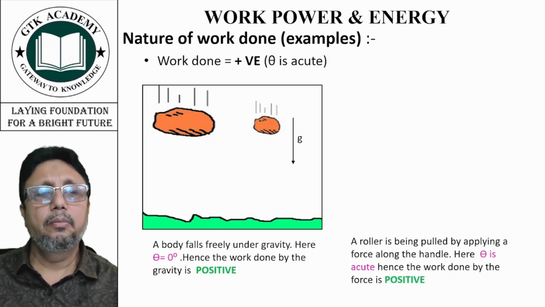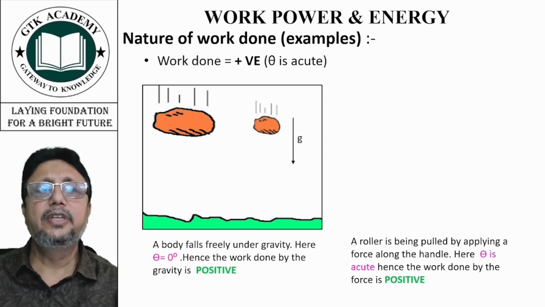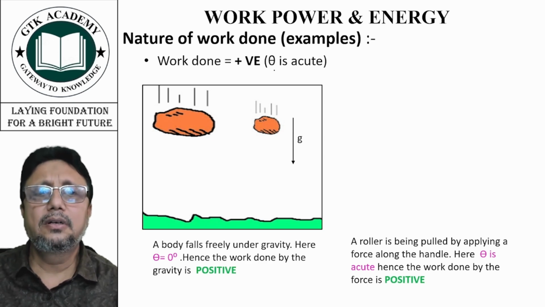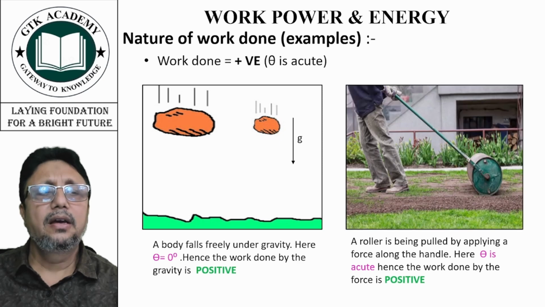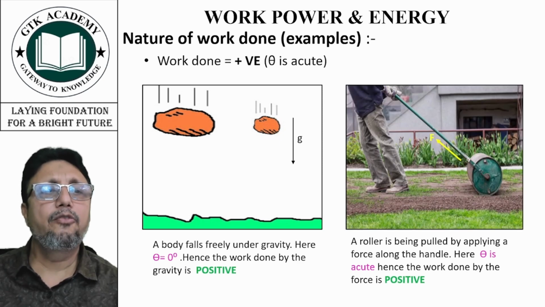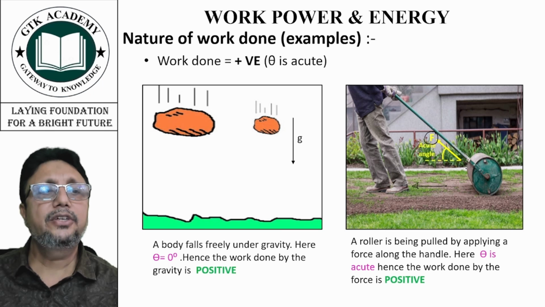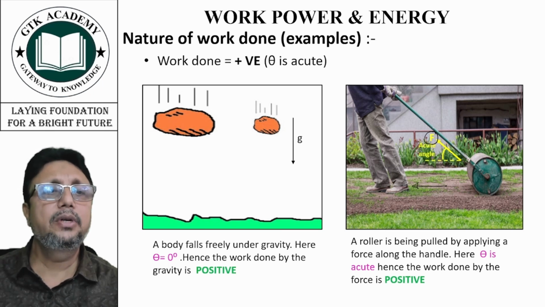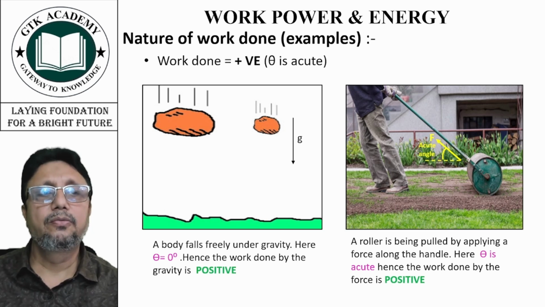A roller is being pulled by applying a force along the handle, because if theta is acute, it may be any angle between 0 and 90. It's not that theta is going to be 0 only. Here, this roller is being pulled by applying a force F in this direction, but the direction of displacement is this. So the direction of force makes an acute angle with the direction of displacement. Again, work done by the force is positive.